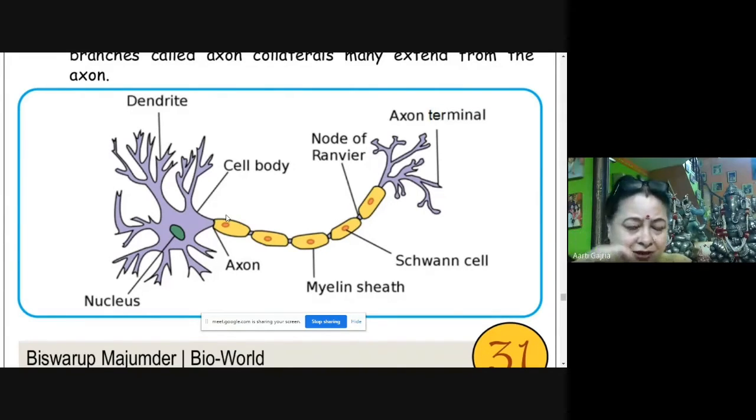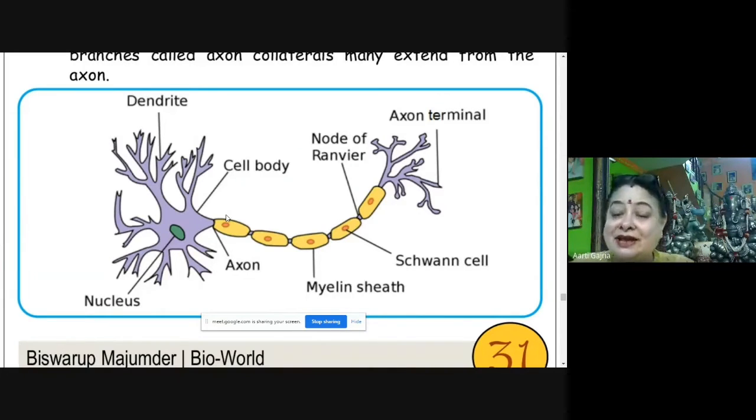Suppose I'm pricking your hand with a pin, you will immediately remove your hand and you will think that it is an immediate action, but it is not. When I'm pricking your skin, the message is received, then it is being sent to the nerve and it is reaching there, the order is coming, and then you are removing your hand.